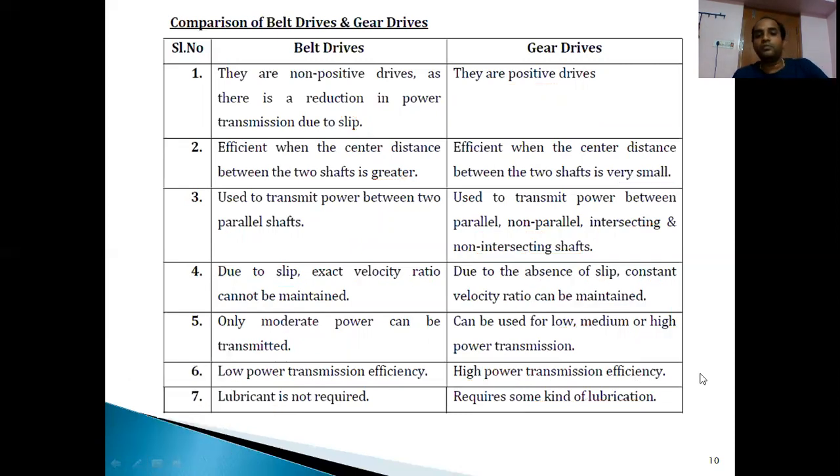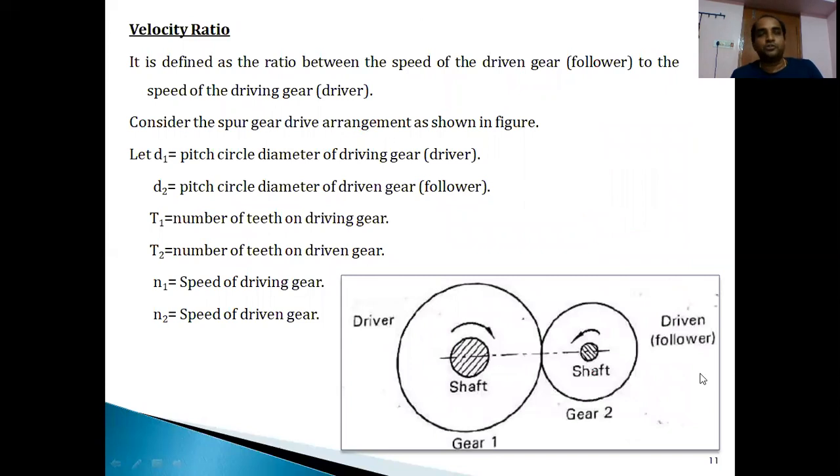Now, velocity ratio. This term we have already discussed in the belt drives. In the belt drives we discussed that when power is to be transmitted from one shaft to another shaft, one has to be the driver pulley, another has to be the driven pulley. The same applies even for the gears also. So here also, to transmit the power from one gear to another gear, one has to be a driver gear, another has to be a driven gear or a follower gear.